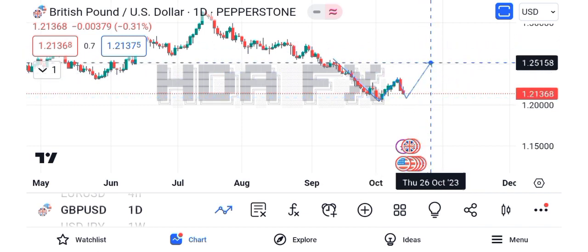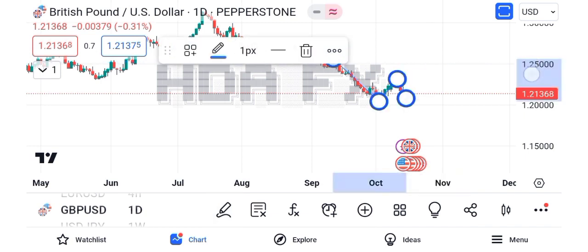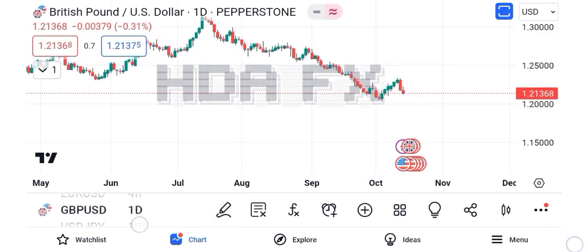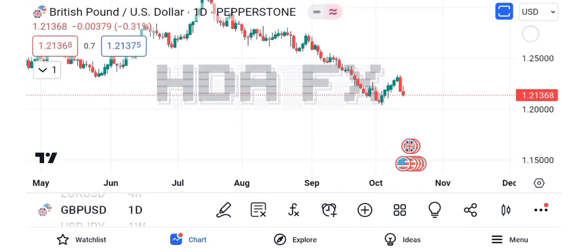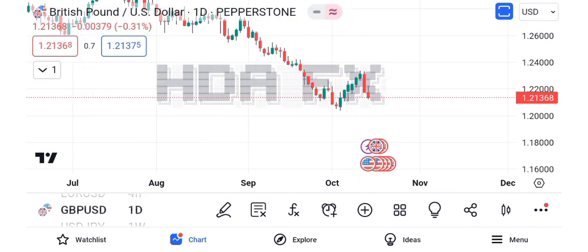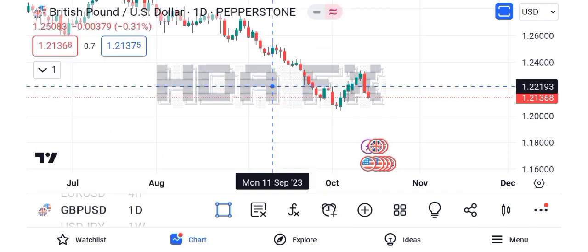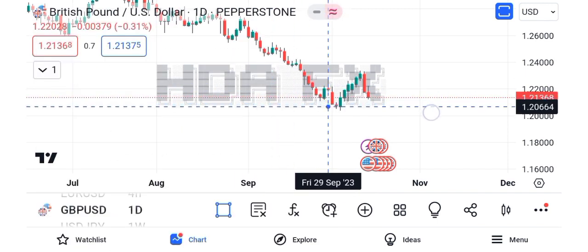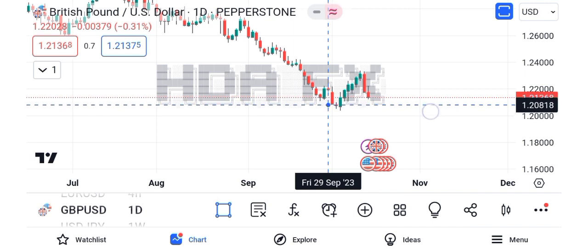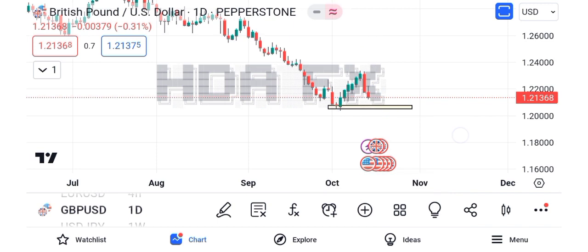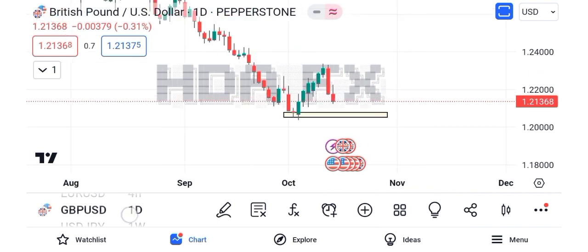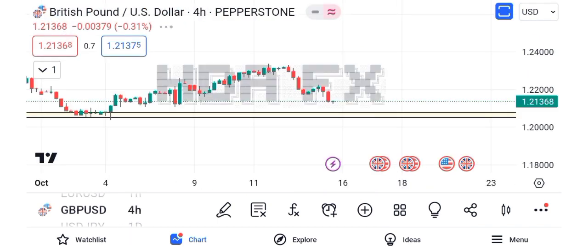But this is not enough. So let's move to the lower time frame, which is the 4-hour time frame, and see what we have there also. But before we move to the 4-hour time frame, we can spot this key structure here on the daily time frame, which is here. So now let's move to the 4-hour time frame.